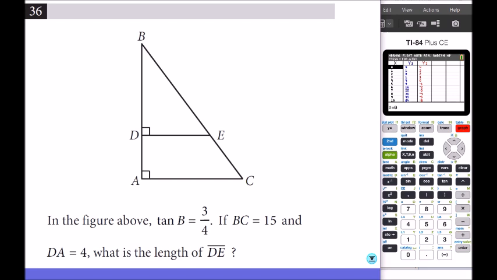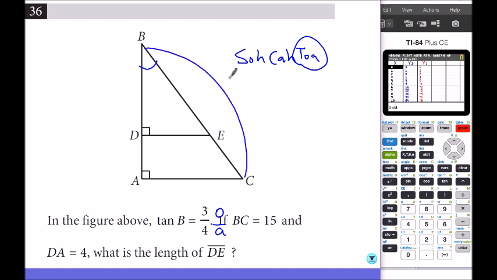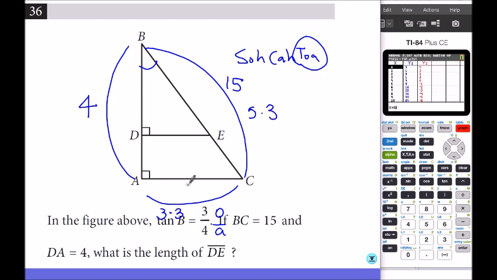In the figure above, tangent of B, tangent is opposite over adjacent, SOH CAH TOA. So opposite over adjacent will be a 3 to 4 ratio, and BC is 15. If this is ratio 3 and 4, then it's a right triangle, so this should be 5, right? So how do you get 15? You multiply by 3, so 4 times 3, so it's 12. So it's 15, 9, 12, a 3, 4, 5 ratio, Pythagorean multiples, 3, 4, 5.